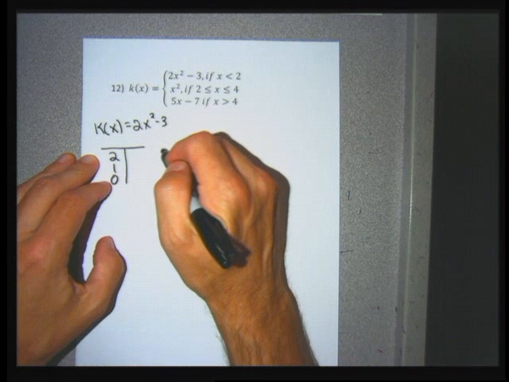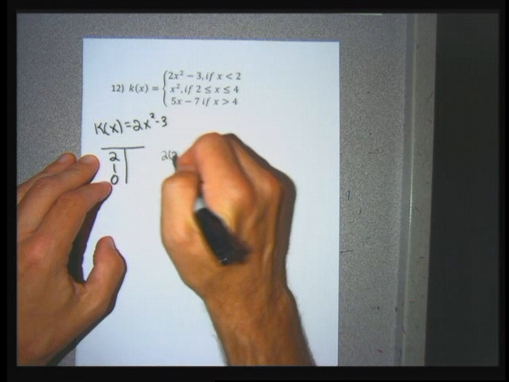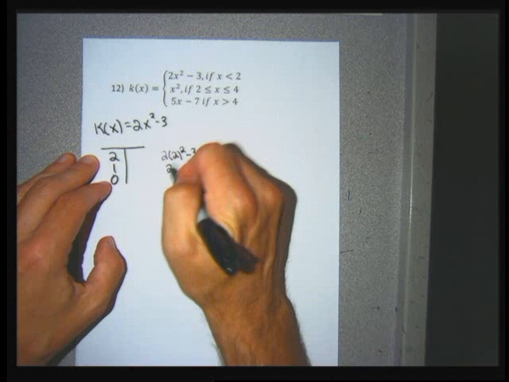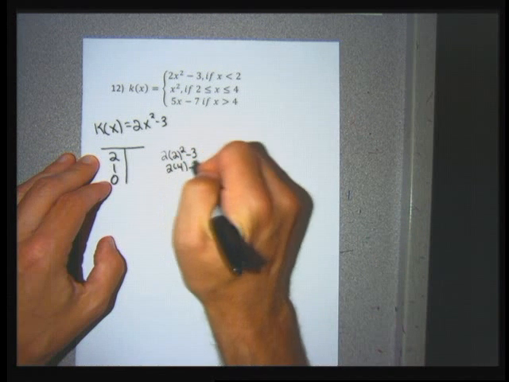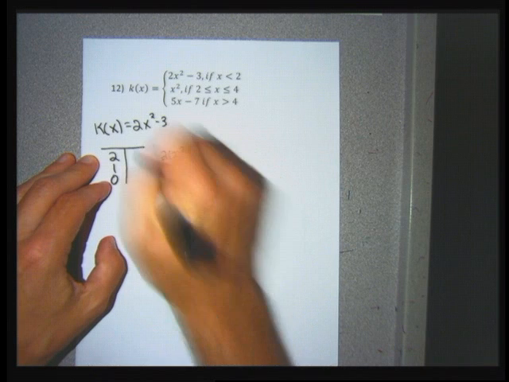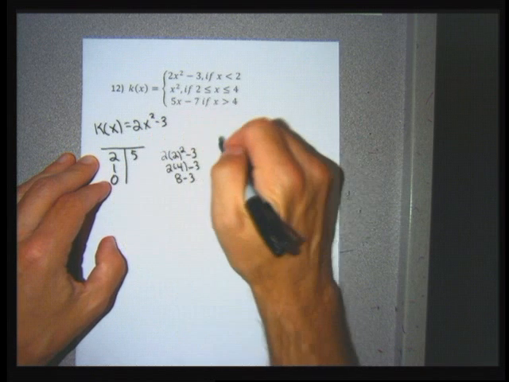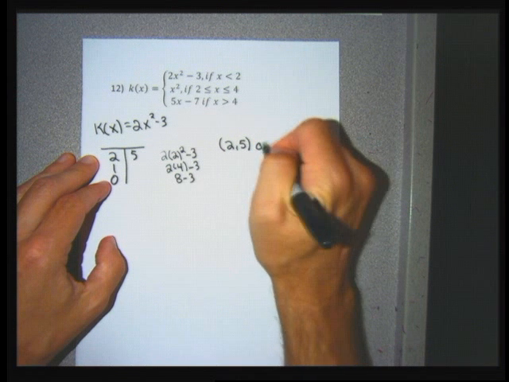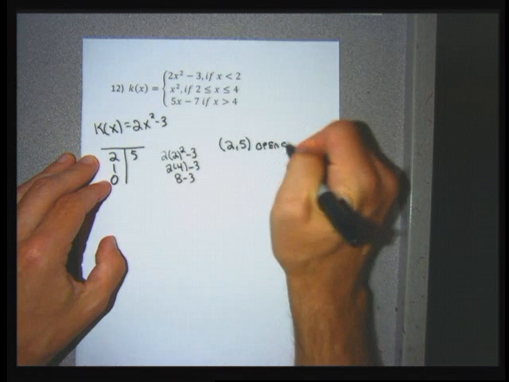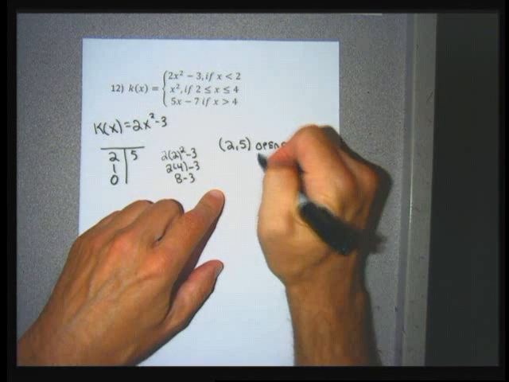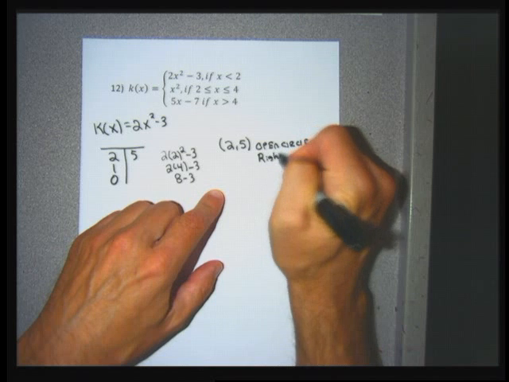So now I find out the y's for this. I'm going to go 2 times 2 squared minus 3. That's going to be 2 times 4 minus 3, doing exponents before multiplication. That's going to be 8 minus 3, which is 5. The first point I'm going to graph for the top piece is the point (2, 5). I'm going to get an open circle because there isn't an "or equal to" on the 2. And this is going to be the edge of the graph. It's going to actually be the right edge.